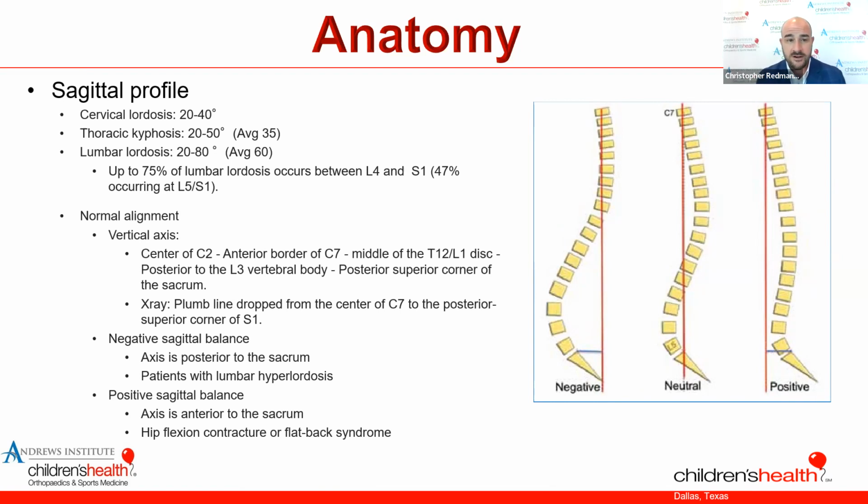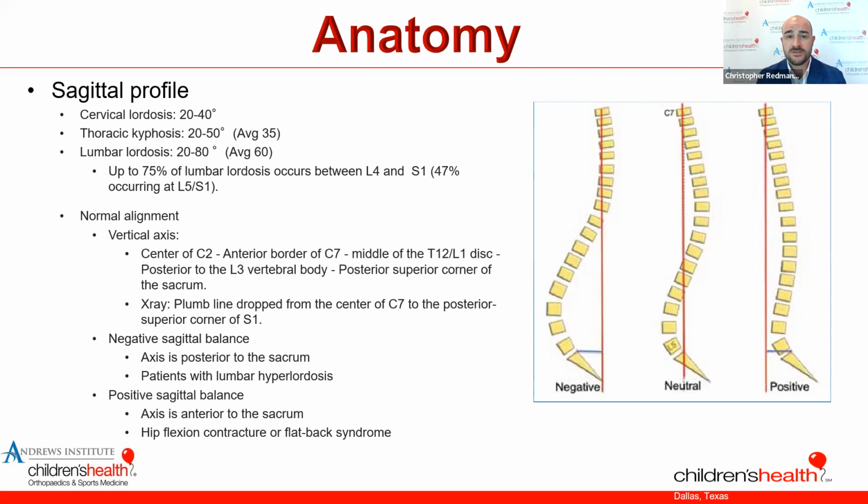When we look at the thoracic area, we're normally seeing 20 to 50 degrees of kyphosis. That's going to be the roundedness of the back or that kind of humpback deformity. If we see straightening of this, it can also indicate injuries to that area, most commonly muscle strains. And then when we look at lumbar lordosis, there should be about 20 to 80 degrees, with an average of 60 degrees of lordosis. That's again, that dipping in.